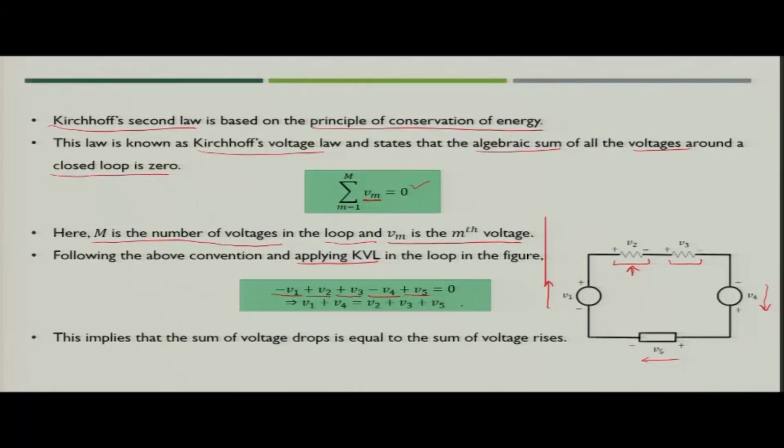Now, if you rearrange the elements in this equation, we can say that V1 plus V4 is nothing but V2 plus V3 plus V5. From this, what you can conclude is that the sum of the voltage drops in a particular loop is equal to the sum of voltage rises.